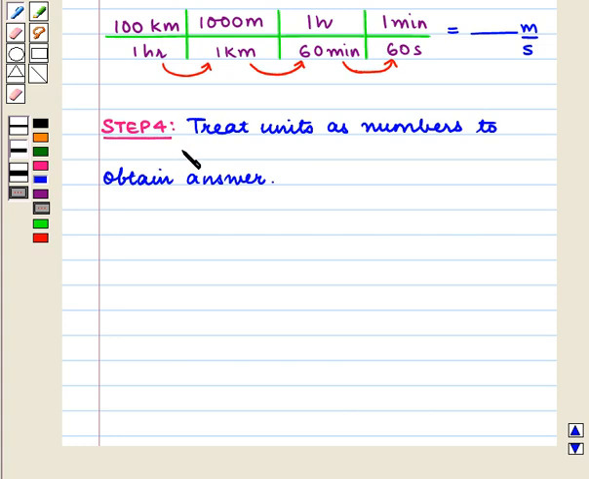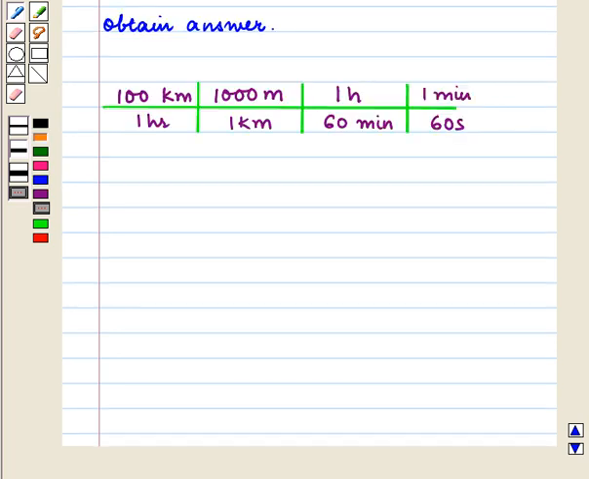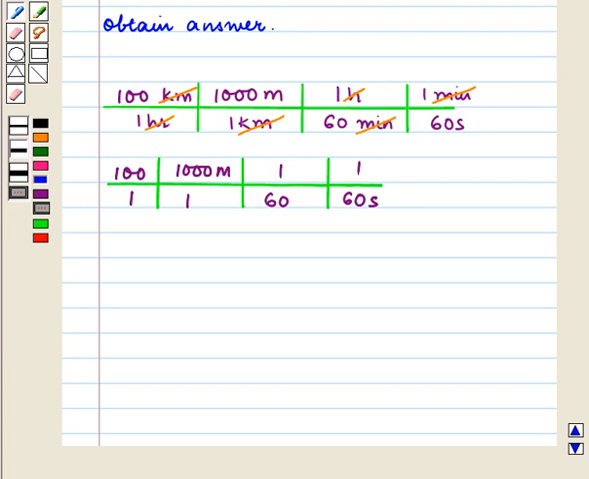Hence, our last step is to treat units as numbers to obtain the answer. For this, we cancel the units and terms so that we are left with the desired units. So here, let us try and cancel out the linking units and the initial units. In the obtained unit path, kilometers cancel with kilometers, hours cancel with hours, and minutes cancel with minutes. So the only units we are left with are meters per second, which are the desired units.